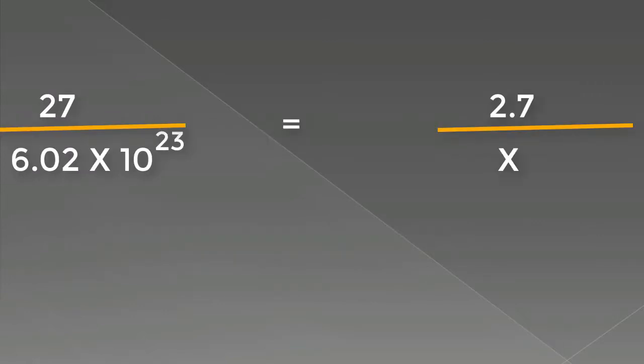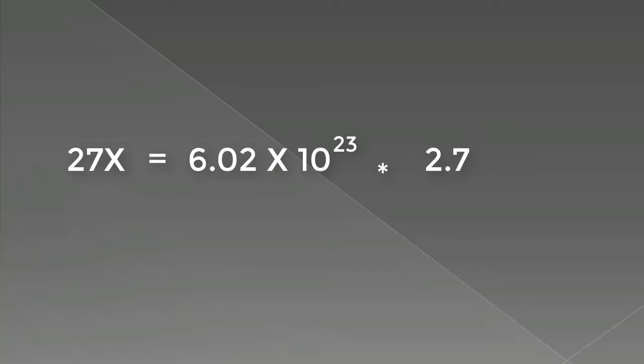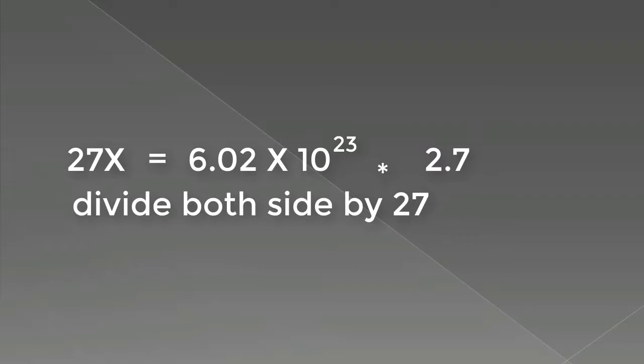Now let's do the mathematics. 27 gram over 6.02 times 10 raised to power 23 is equal to 2.7 over unknown. We can use x to denote the unknown, or y or any letter, sorry. Okay, now let's cross multiply. 27x is equal to 6.02 times 10 raised to power 23 times 2.7. Now your unknown, which is x, is equal to 6.02 times 10 raised to power 23 times 2.7 all over 27. Or you can just divide both sides by 27 if you want.